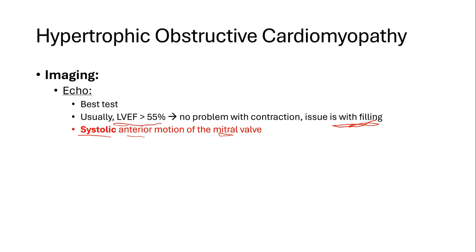Okay? Because of this abnormal amount of mass, this causes these mitral valve leaflets to move anteriorly. This also contributes to that obstruction that we're talking about. Know this. Look for this in a test question. This will scream to you that this is HOCM. You can also be pointed to HOCM in other ways.